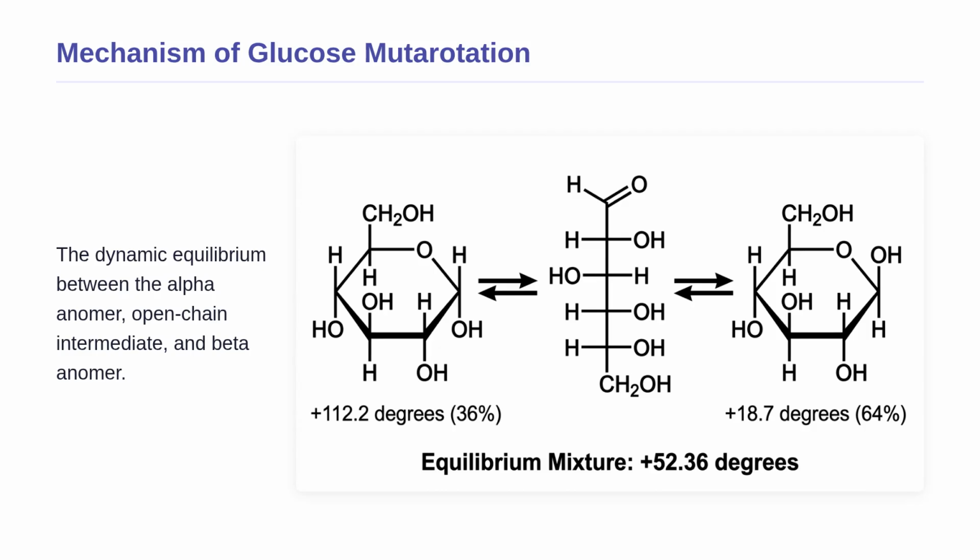Finally, at the bottom, we see the result of this dynamic balancing act. The equilibrium mixture settles exactly at positive 52.36 degrees. This diagram beautifully captures the moving reality of biological systems.